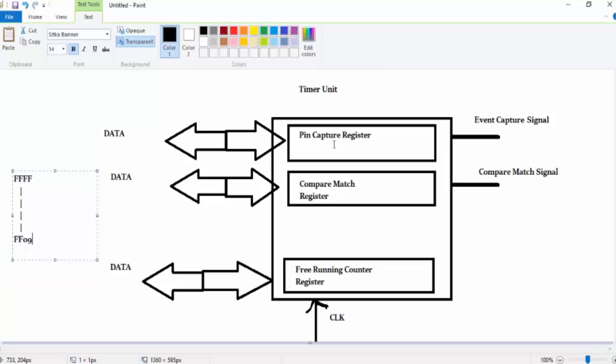Okay, so let's start with the capture mode. Basically, I'm telling you the application. Capture mode is used to find out the delay or the time taken by an event to appear. I mean, what is the time taken by that event to appear or to happen? Or we can say after what time an event has occurred. So that time can be recorded in the capture register.